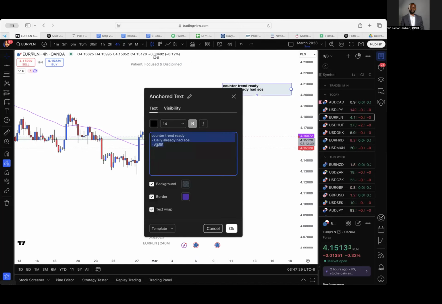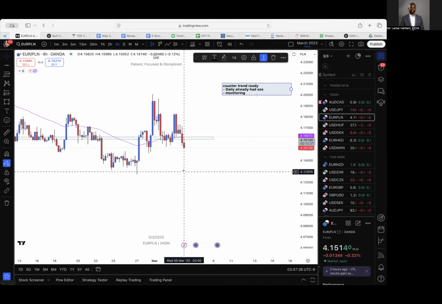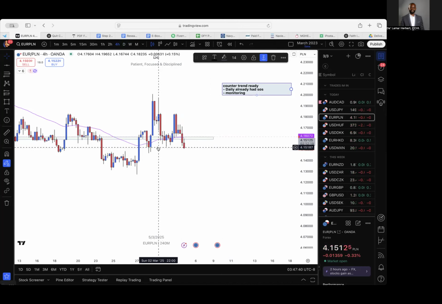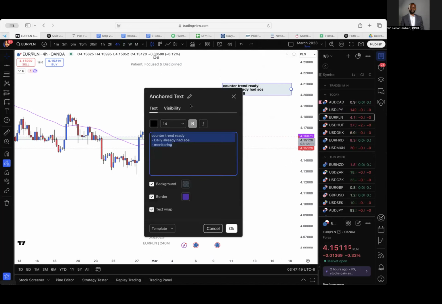So I'm just going to actually change this to monitoring. Just right now, we want to see clear 4 hour bullish structure, because we've had our pullback, but now it looks like it's actually going to shift structure, and we don't want that. We want it to be in alignment. So we just monitor for right now, and then I'll just put confirm 4 hour structure for now.